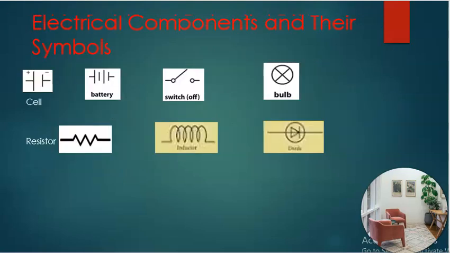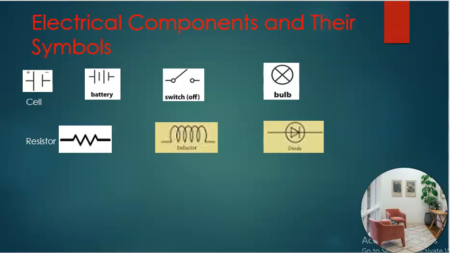Now to electrical components and their symbols. The first one is the symbol for cell. Second one is for battery. The third one is for switch. Then bulb. Then we have resistor. Then the sixth one here is the inductor. And the seventh one is the diode. For a wire, you already know that you draw a straight line.